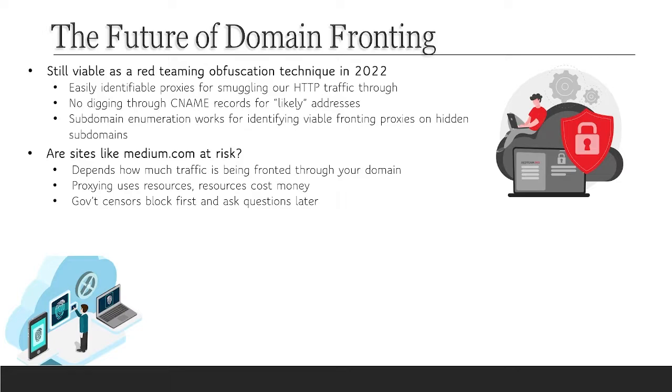If an APT or a well-known hacker group makes extensive use of your domains for fronting their nefarious traffic, government censors have a tendency to block first and ask questions later. You potentially could get closed off from an entire global market regionally without knowing about it.